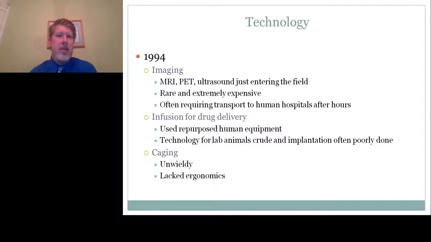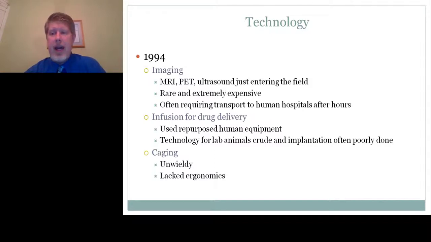So the number of times that we would do MRI on a rabbit, for instance, at 1 o'clock in the morning, because that was the only time it wasn't in use, we would take it to the university hospital and get our scans done and then disinfect the entire area so that patients could come in at 6 o'clock that same morning. And because it was rare and because it was expensive, we didn't use it very much.